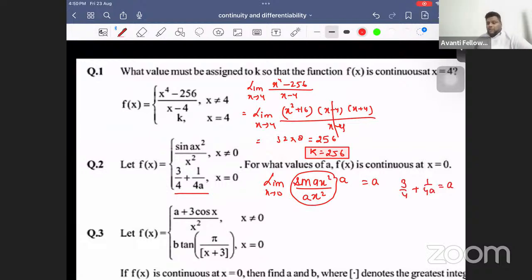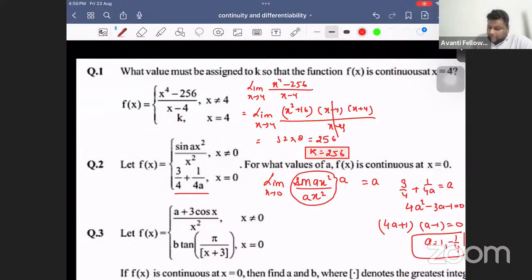Now you multiply the equation by 4a. So it will become 4a square minus 3a minus 1 equals 0. If you factorize it, you get (4a plus 1) into (a minus 1) equals 0. So the value of a is 1 and minus 1 by 4. So both A and B will be your answer. Got it?